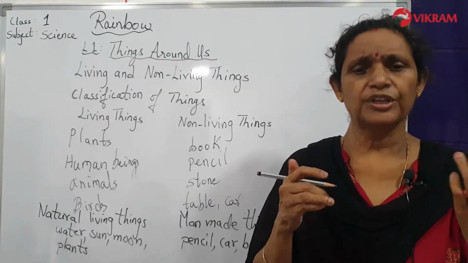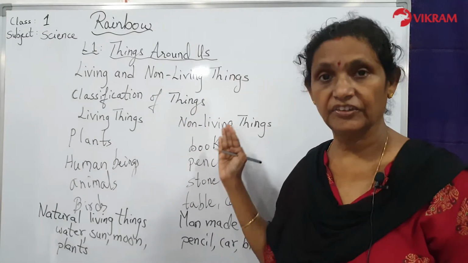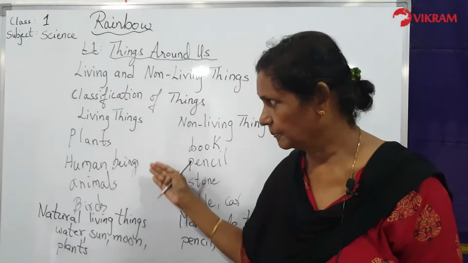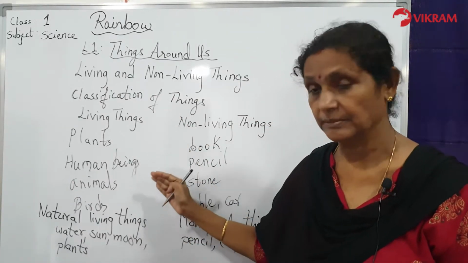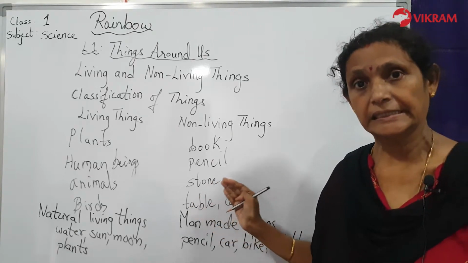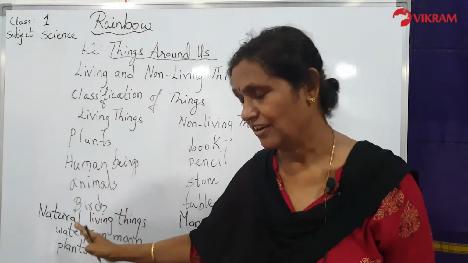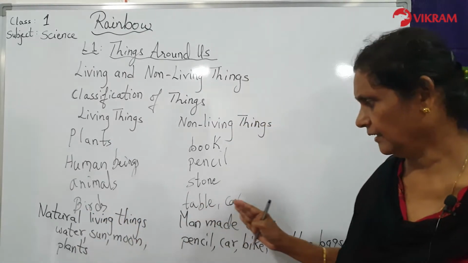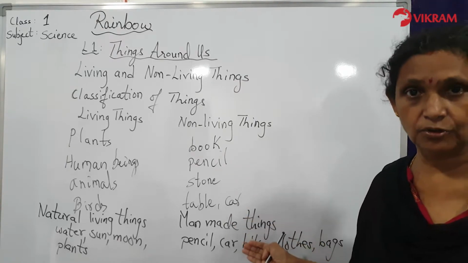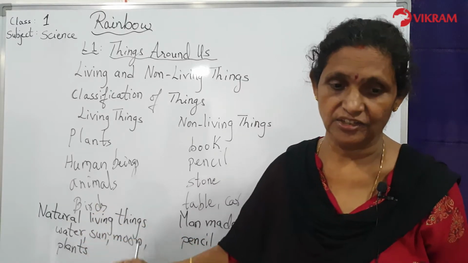Okay, so children, you have understood now the whole lesson, living and non-living things, the difference between living and non-living. These are the examples: plants, human beings, animals, birds are living; book, pencil, stone, table, car, all these are non-living things. We have understood about natural things and man-made things. What is made in a company and a factory is called man-made. What is natural in the world is called natural things.